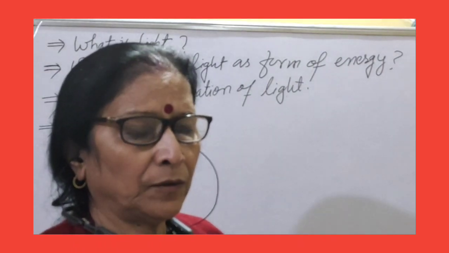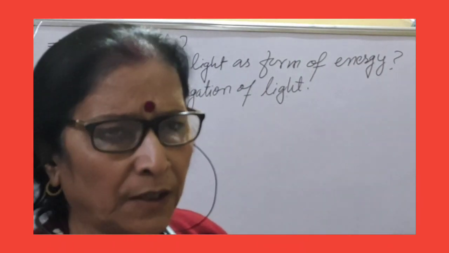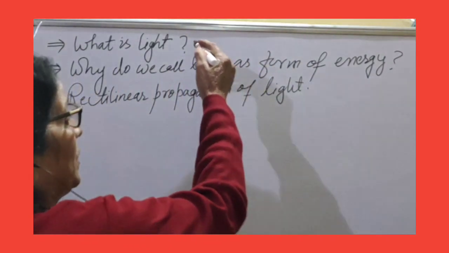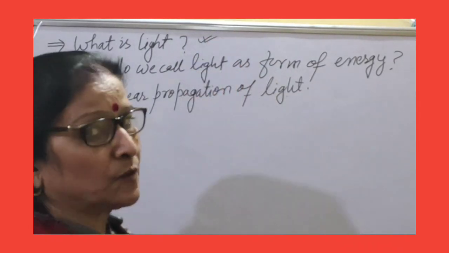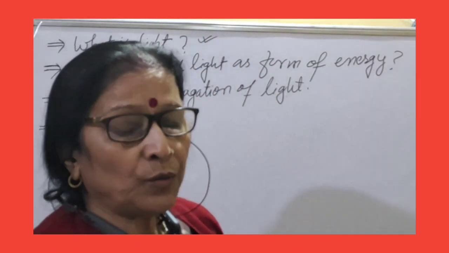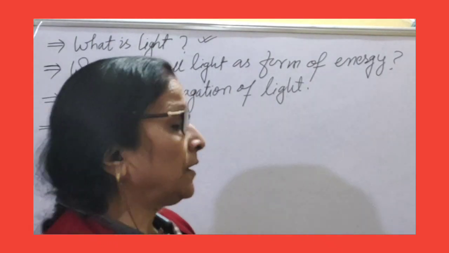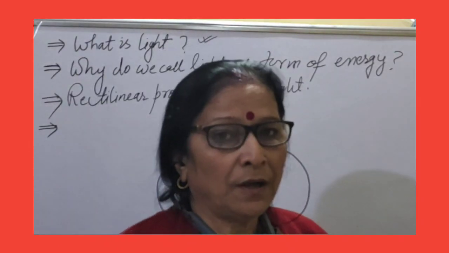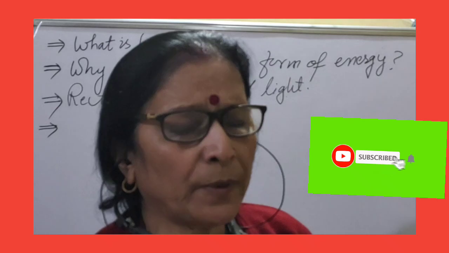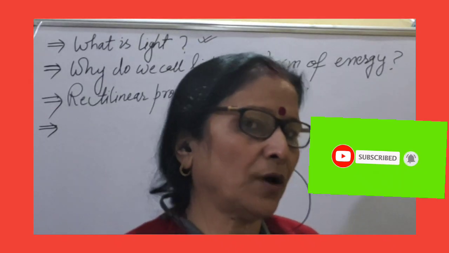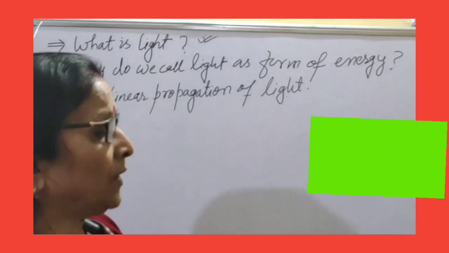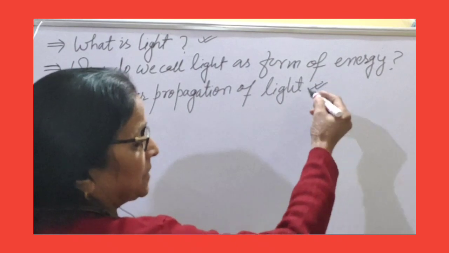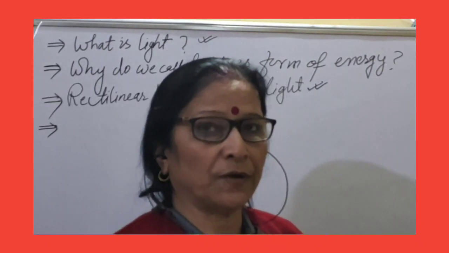I had made one or two videos earlier. In that video we studied what light is. In the first video I explained what light is, how we see the things around us, and why we call light a form of energy. If you see that video, you will understand all these things. These are very easy things you have studied, and you will understand them again. In the second video I explained an activity to show the rectilinear propagation of light.